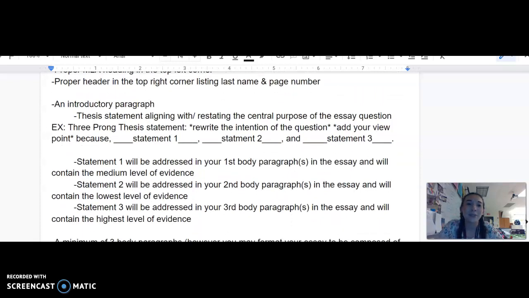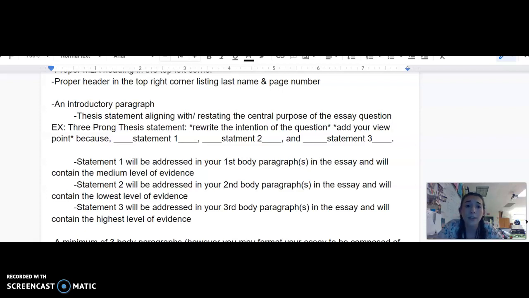An introductory paragraph. So your essay must include an introductory paragraph, and as you might have guessed, that means that there must be a thesis statement aligning with or restating the central purpose of the essay question. So, as already stated before, a 3-pronged thesis statement means that you rewrite the intention of the question, you add your viewpoint, and then say because, and list your 3 central statements that you're going to talk about.